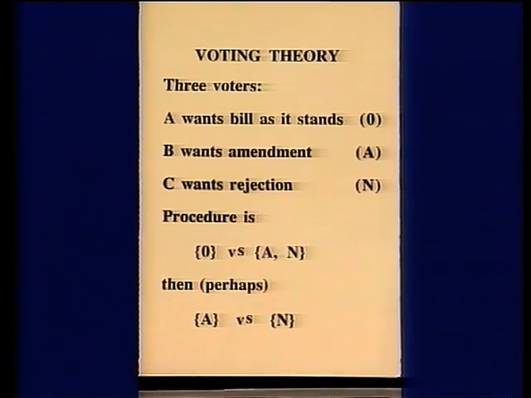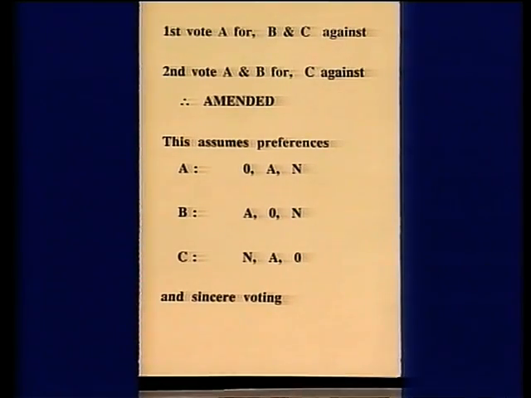Supposing the procedure were that the original bill is put up. Either it is accepted, in which case it becomes the legislation, or it's defeated, in which case the vote proceeds as to whether the amended version should be taken or the bill should be rejected in toto. Now, supposing we have the first vote then. A is going to vote for, because that's his obvious preference. B and C vote against because it's not their first preference.